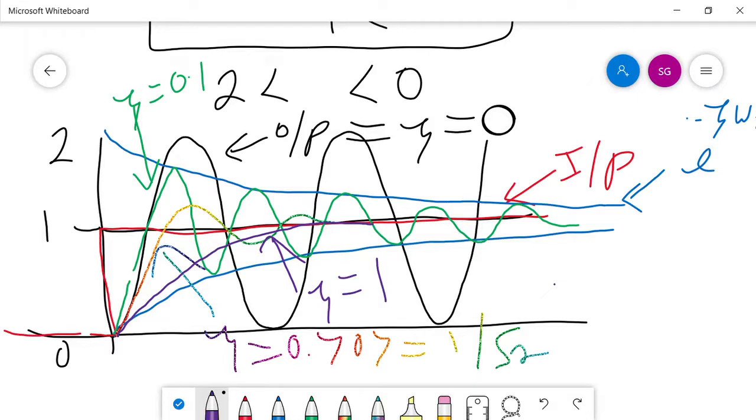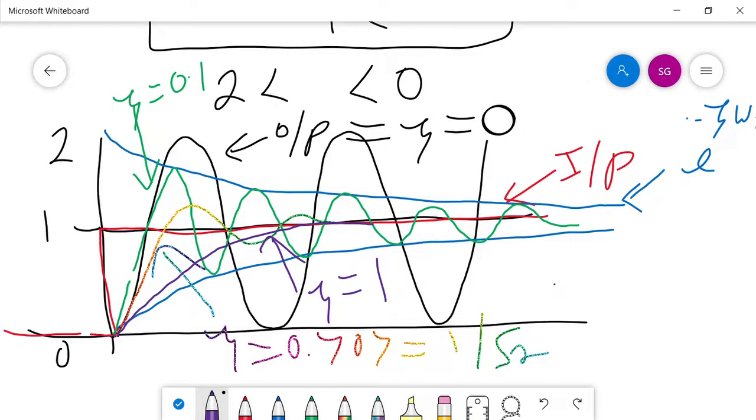So this is the meaning of zeta and omega. Zeta is the damping constant: how fast the sinusoidal signals, the oscillations in the system, are damped out. And omega d is the frequency at which it will oscillate. So our strategy in the control system is to decide the zeta and omega n such that the system has the best response. Best response means the zeta should have a value of 0.707.